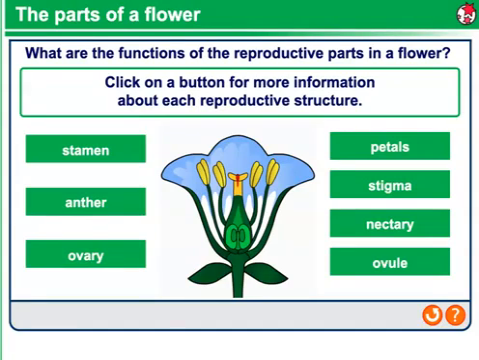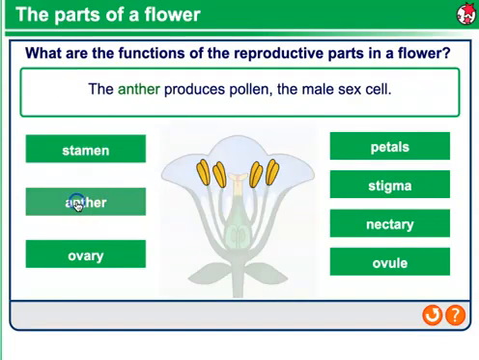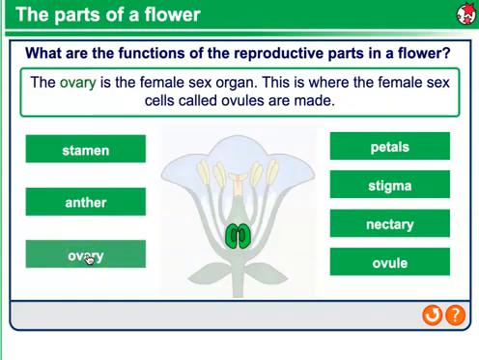What are the functions of the reproductive parts of a flower? The stamen, it is the male sex organ. It contains the anther. The anther produces pollen, which is the male sex cell. The ovary is the female sex organ. This is where the female sex cells, called ovules, are made.